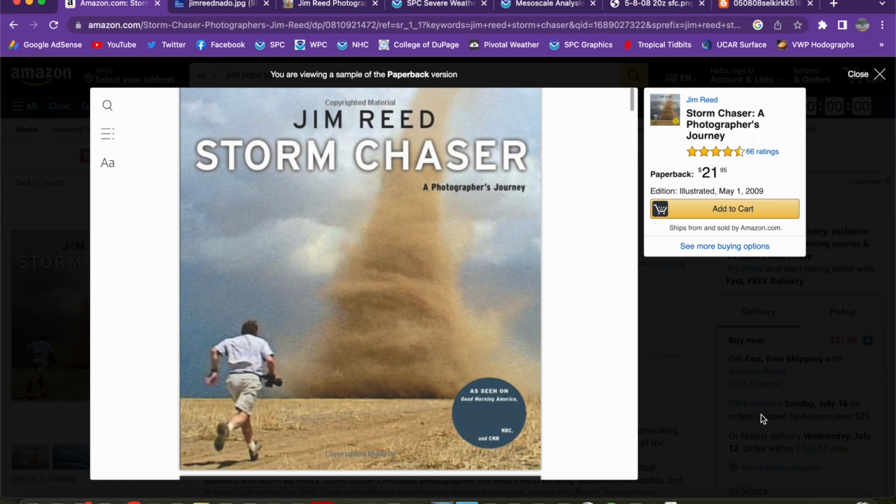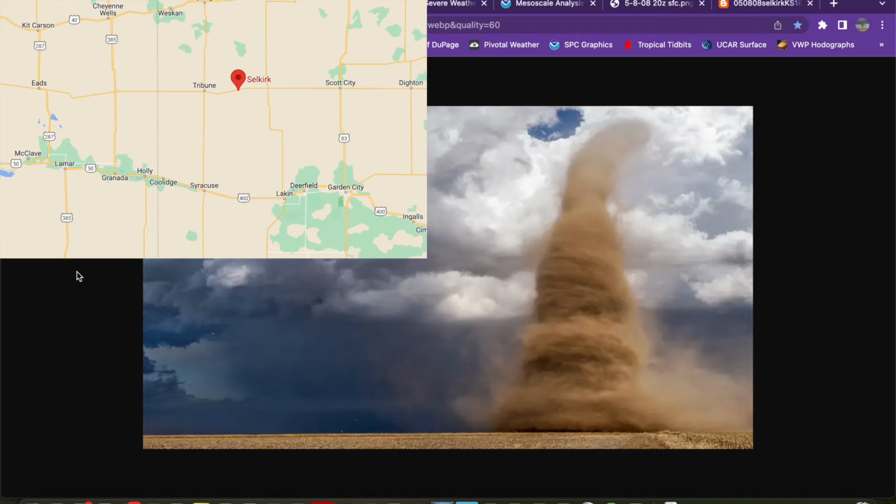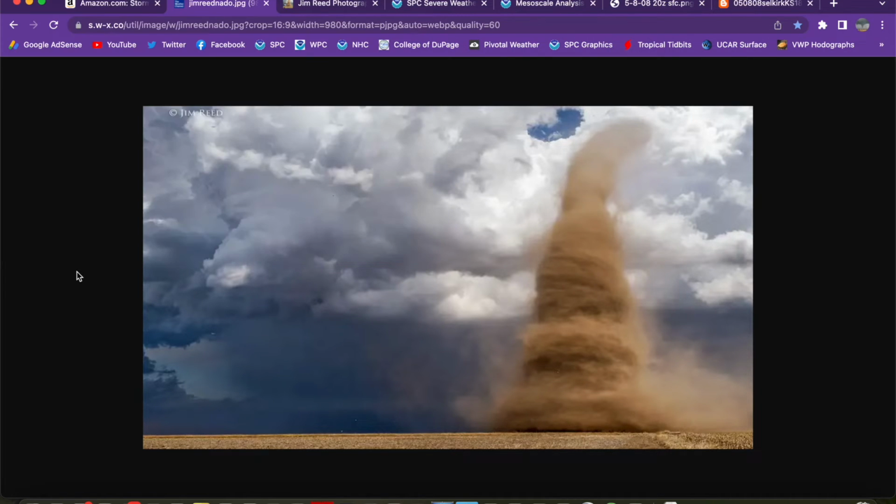All right, let's move on to our next case. If you've ever heard of the storm chaser and photographer Jim Reed, and you've seen his book, this is kind of the famous photo on the cover of that book, him running up very close to the tornado. Here's a wider view. This was a very photogenic landspout that occurred near Selkirk, Kansas, in far western Kansas, on May 8th, 2008.